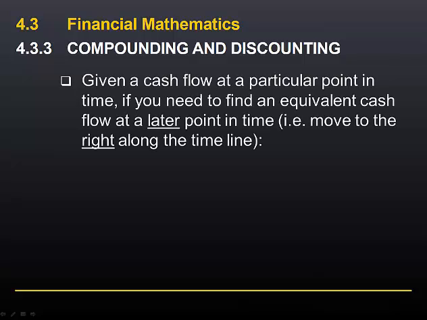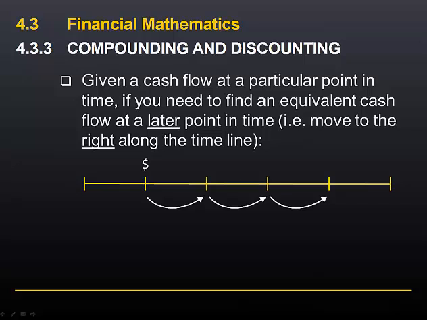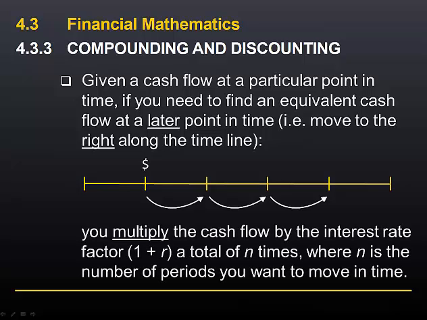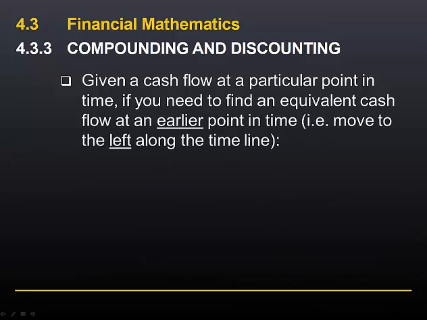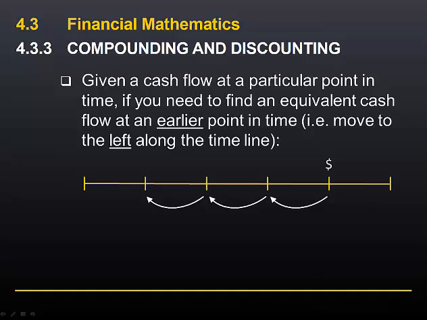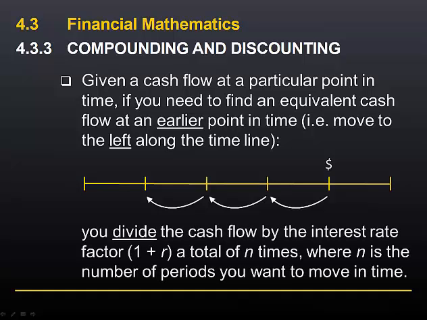If you need to find an equivalent cash flow at a later point in time, in other words, move to the right along the number line, you multiply the cash flow by the interest rate factor, or 1 plus the interest rate, n times, where n is the number of periods you want to move. If you need to find an equivalent cash flow at an earlier point in time, in other words, move to the left along the number line, you divide the cash flow by the interest rate factor n times, where once again n is the number of periods you want to move.